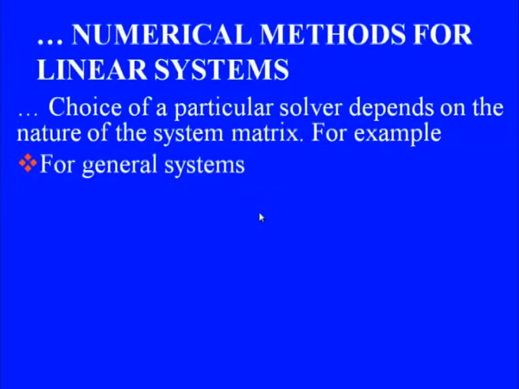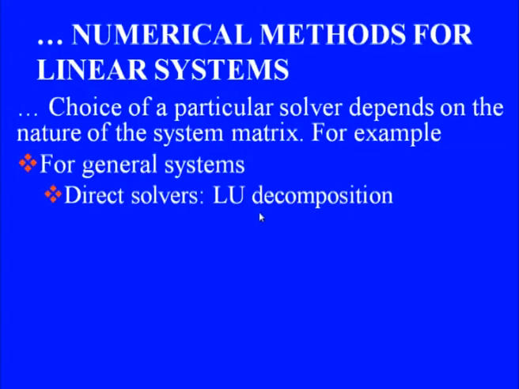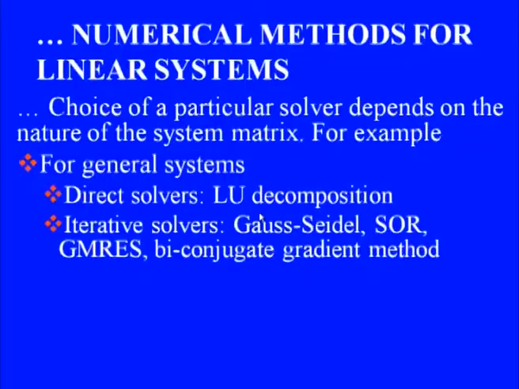But if you are not sure if your system is symmetric and positive definite, that is to say our system is what we would call a general system, and we know for sure that it is going to be invertible, the solution exists, then we can use direct solvers such as LU decomposition, Gaussian elimination, and so on. And iterative solvers, some of them are Gauss-Seidel, successive over relaxation scheme, GMRES, and biconjugate gradient method. Now, these methods for general systems definitely take more computation time compared to the methods for symmetric systems.